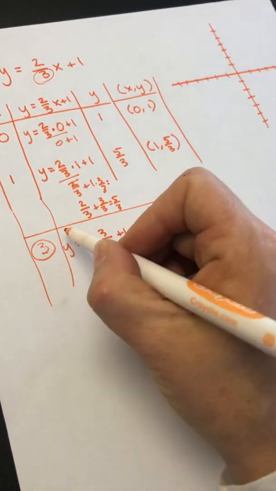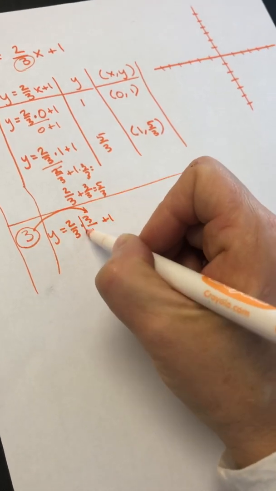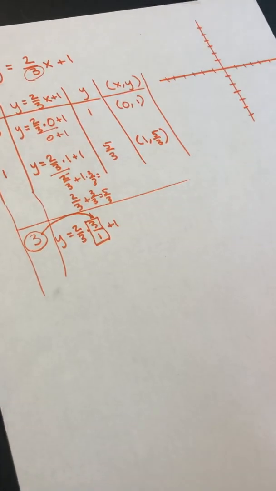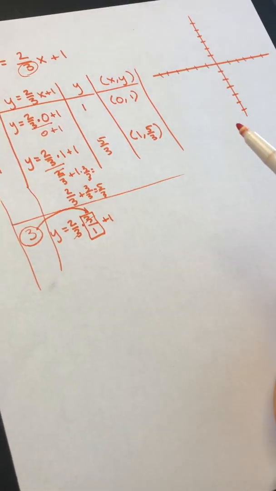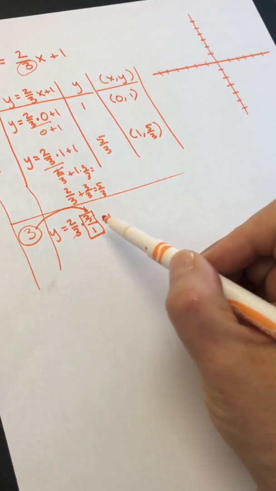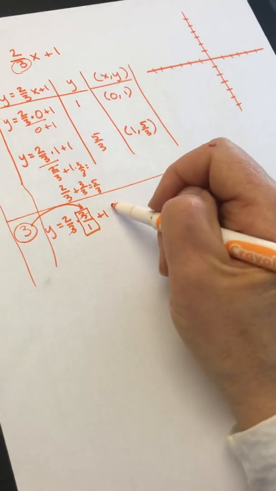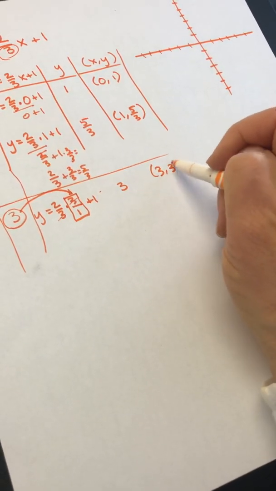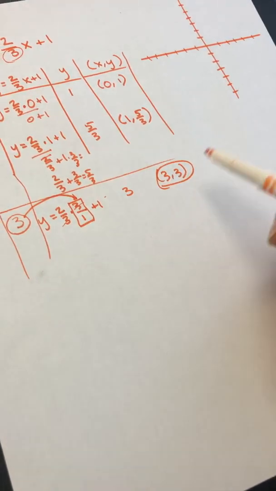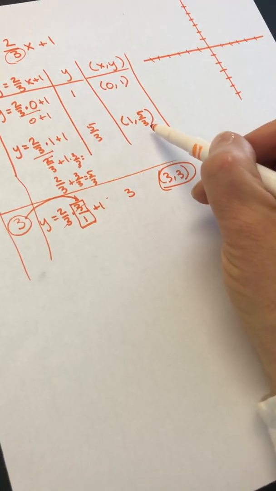So whatever value is in here, wherever there's an x, that's what you're replacing it with. And now look at your 3's. Those cancel out. And now you're left with 2 plus 1. So your y value is now 3. So the point 3, 3 is on your graph. And that's a lot nicer point to plot than 1, 5/3.